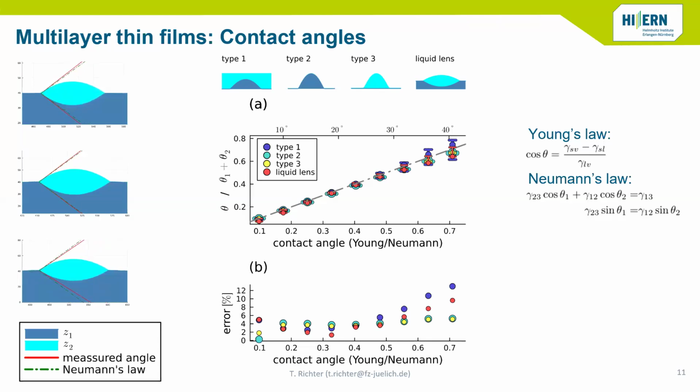So we do so here on this axis, you have the expected angle by Young's or Neumann's law. On the y-axis, you have what we measure, and you see there's a good agreement. And when we approach 45 degrees, where the lubrication approximation breaks, it slightly worsens. In terms of percent, we have at worst an error of 12%, typically better. So for a lubrication model, that's quite good.